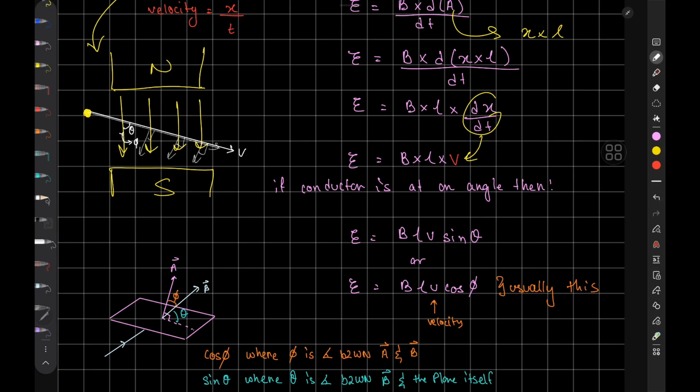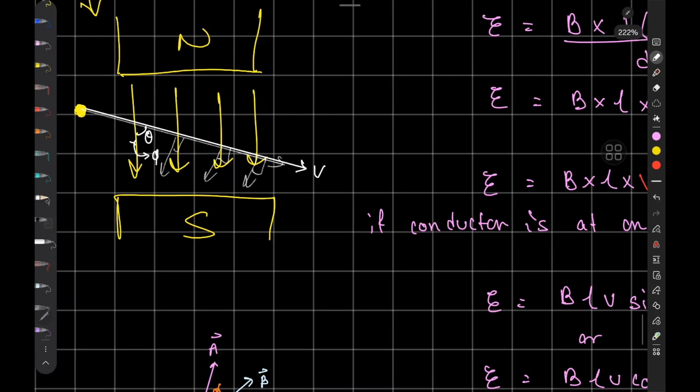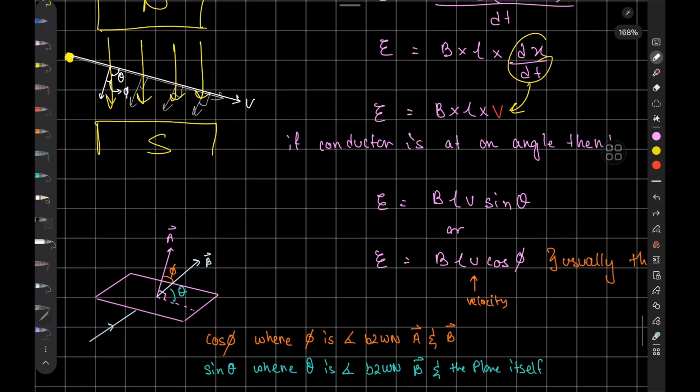Okay, so hence you have this. Now my point to you is, if you're taking this phi, that is between the magnetic field and the normal to the motion, then you're going to use BLV cos phi.